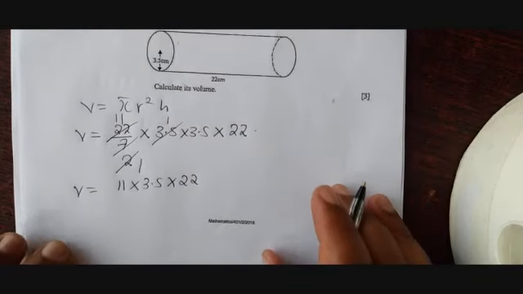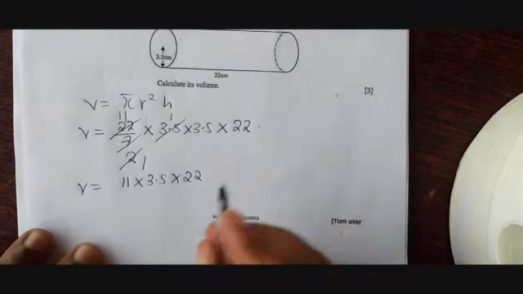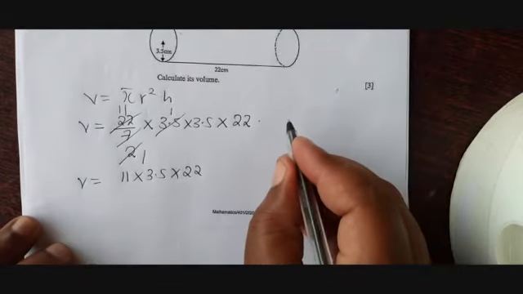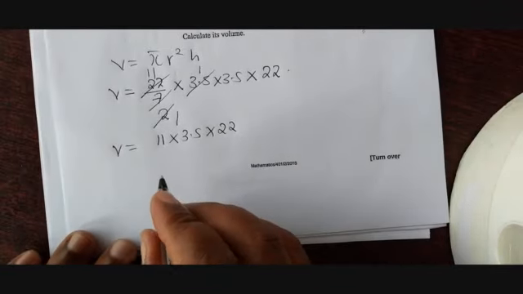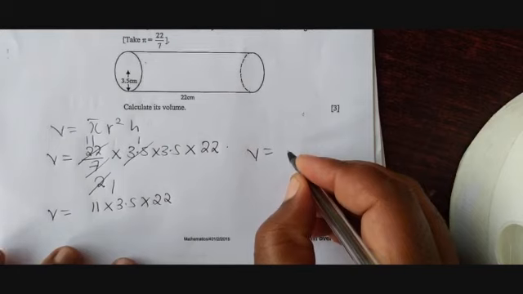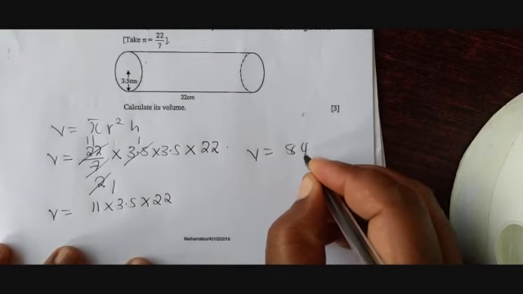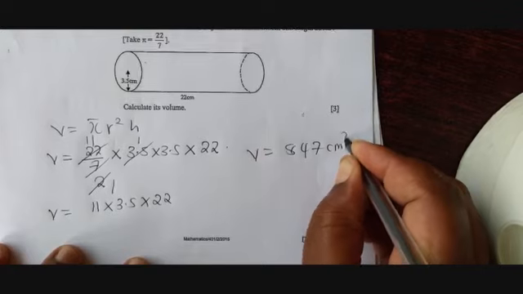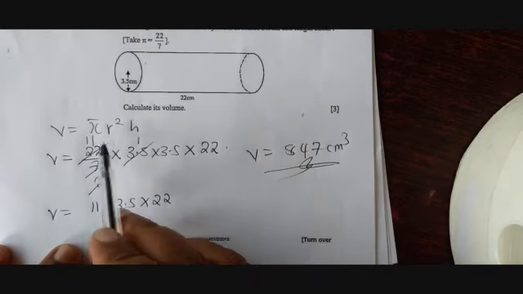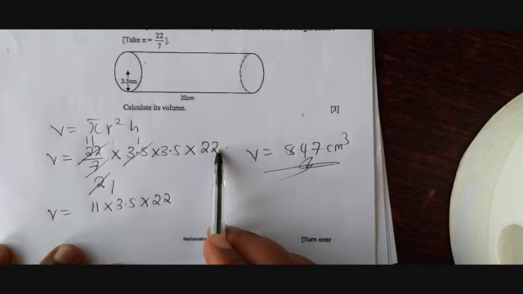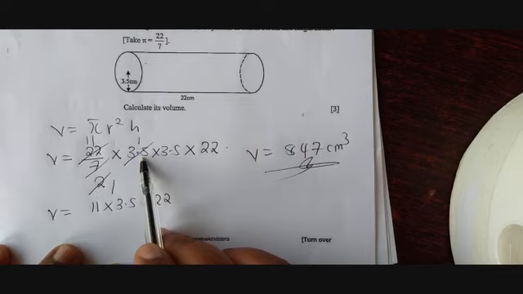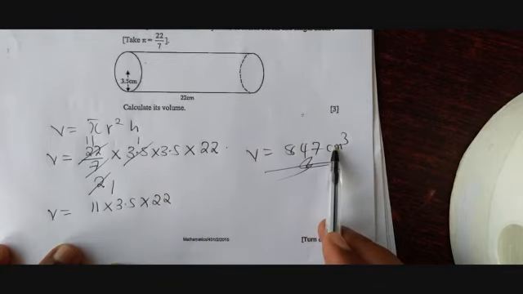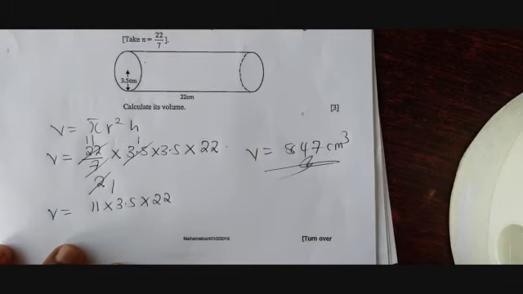So what are you going to do? You ignore the point and just multiply the numbers only. When you multiply here, your volume will be 847 cubic centimeters. You can easily multiply. You can start by saying 11 by 22, which gives you 242. Then you say by 35, which gives you about 8470. But there's one decimal point, so your answer will be this one.